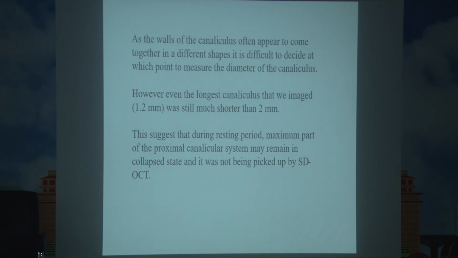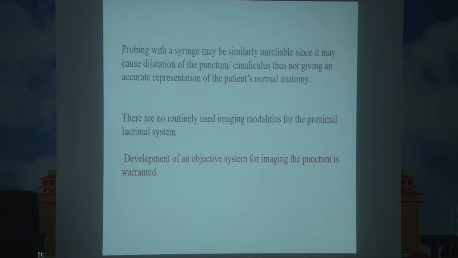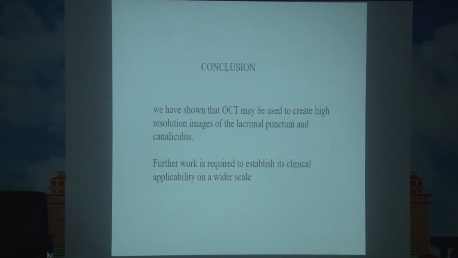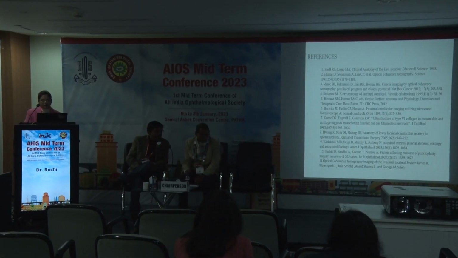This suggests that during the resting period, the maximum part of the proximal canalicular system may remain in a collapsed state and was not being picked up by OCT. Probing with a syringe may similarly be unreliable since it may cause dilation of the punctum, thus not giving an accurate representation of the patient's normal anatomy. There are no routinely used imaging modalities for the proximal lacrimal system. Development of an objective system for imaging the punctum is warranted. We can conclude that we have shown that OCT may be used to create a high-resolution image of the lacrimal punctum and canaliculus. Further work is required to establish its clinical applicability on a wider scale. Thank you.